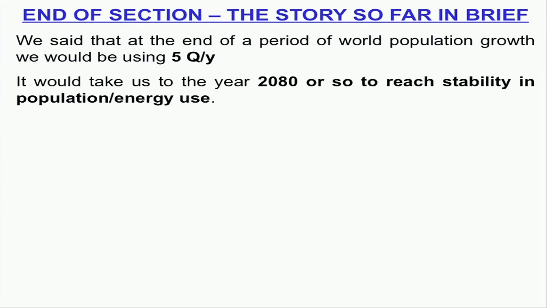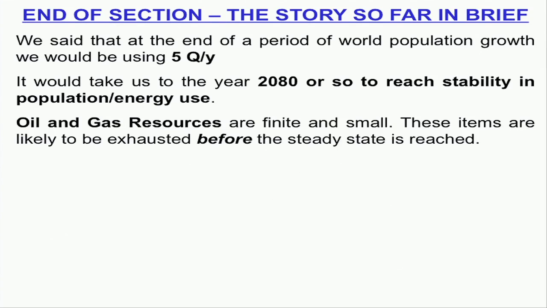So, in brief, we said at the end of the period of world population growth and stabilisation, we're looking at probably about 5Q per year for people's use. We said it would take us to the year 2080 or so to reach stability in that population energy number. Oil and gas resources are finite, they're small, they're already declining. Those items are likely to be exhausted before the steady state is reached, say 2060 to 2070 at best.